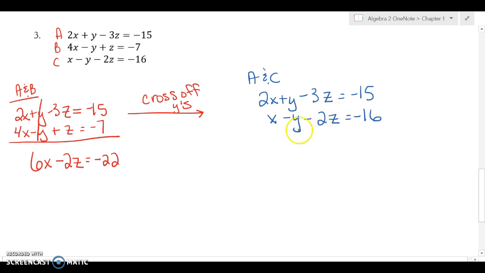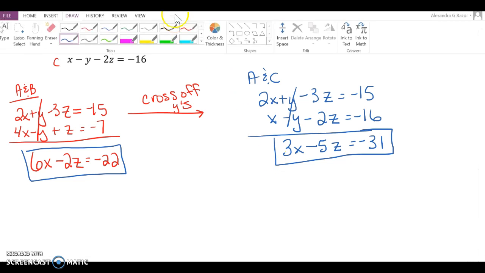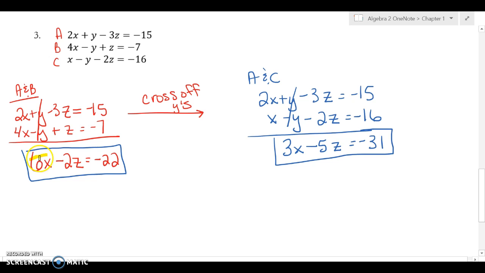And so there's my A and my C. And so now look, my y's will cross off here. And so 2x and 1x is 3x minus 5z equals negative 31. Now I have two equations that have only an x and a z, so I'm going to put these together by using elimination. Now remember, we have to have variables the same, so I'm going to make my first variables the same.